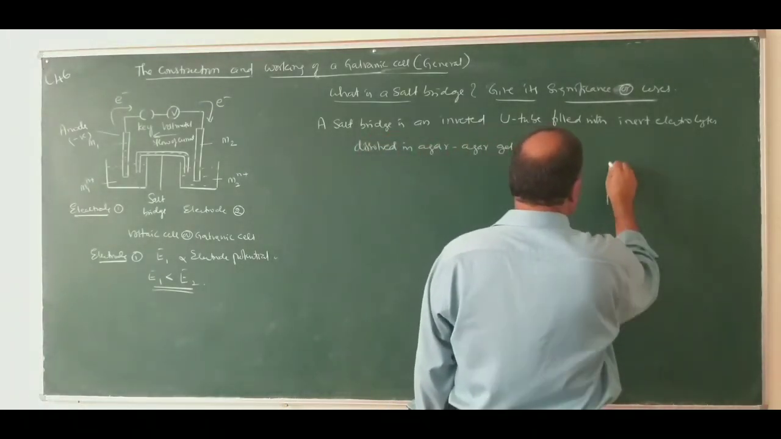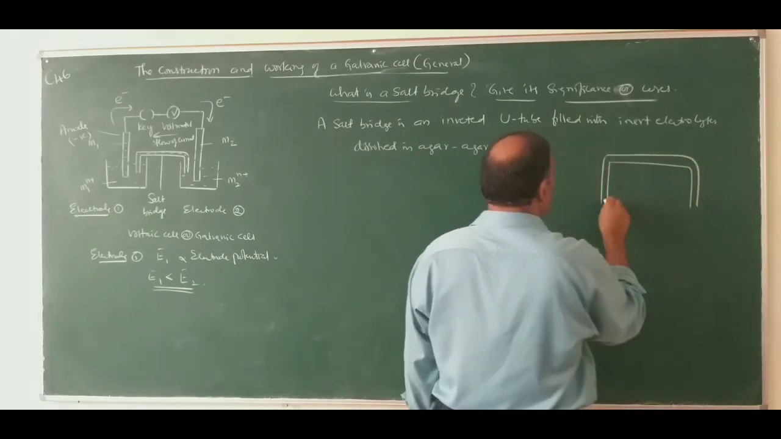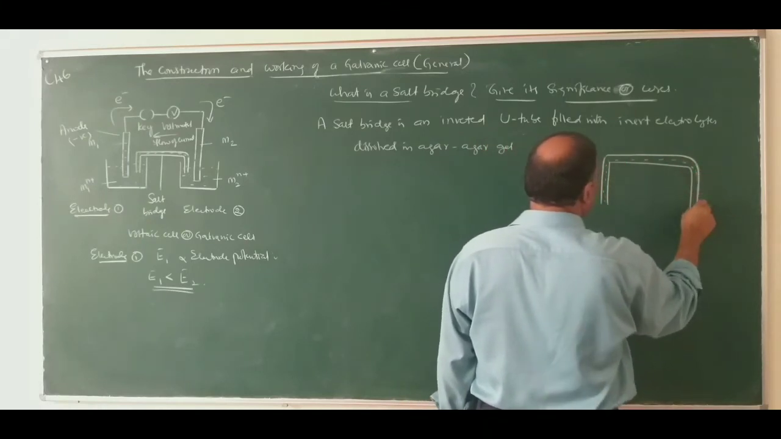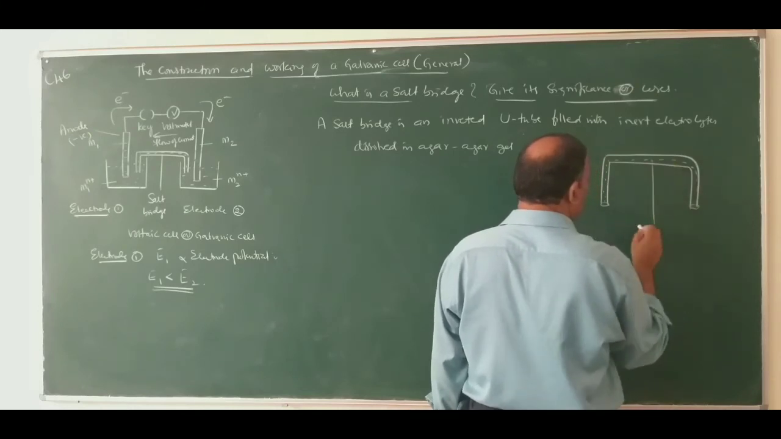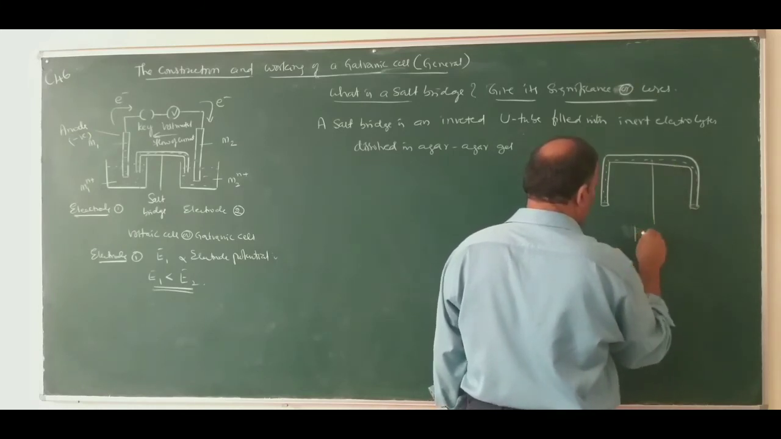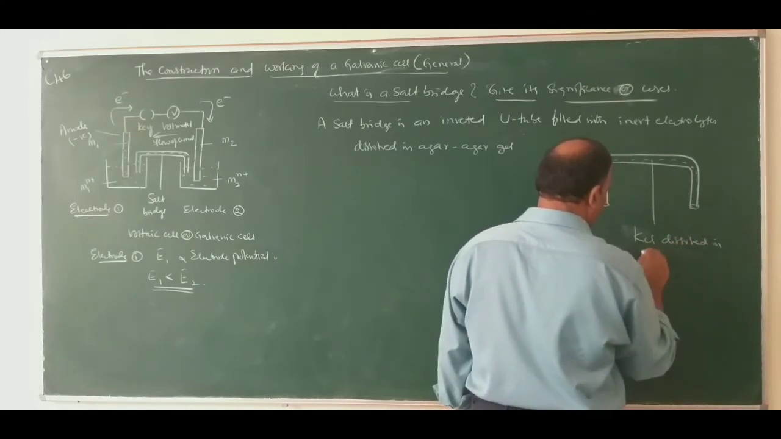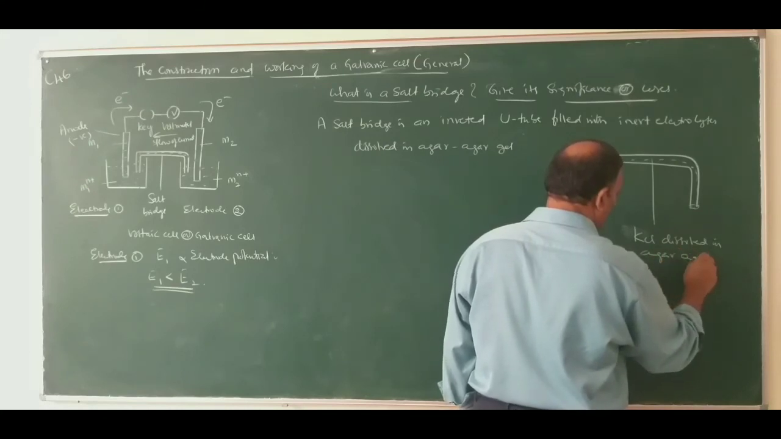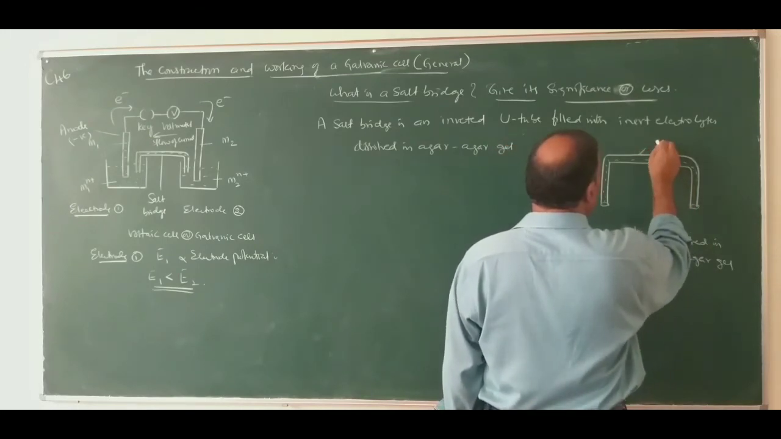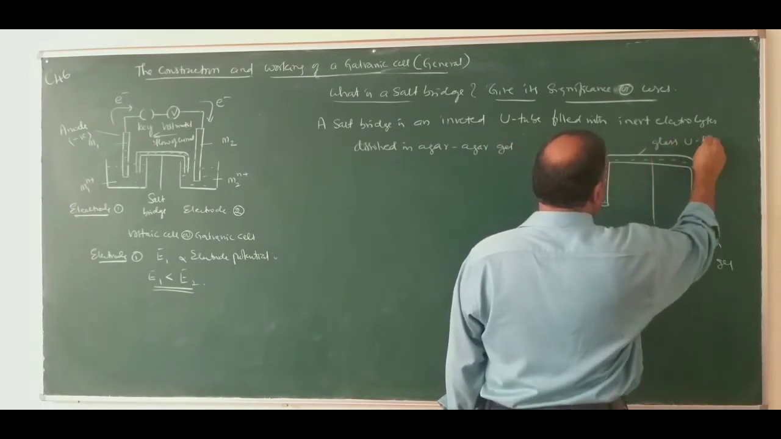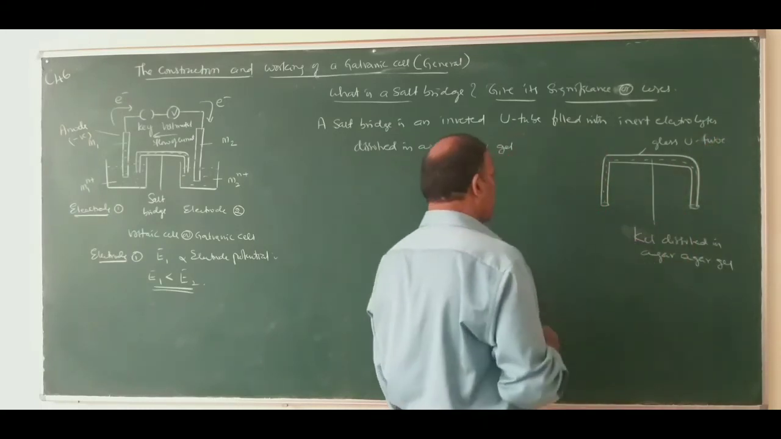So suppose this is a U-tube. This U-tube is filled with KCl dissolved in agar gel, and this one is a glass U-tube. So this is called a salt bridge.